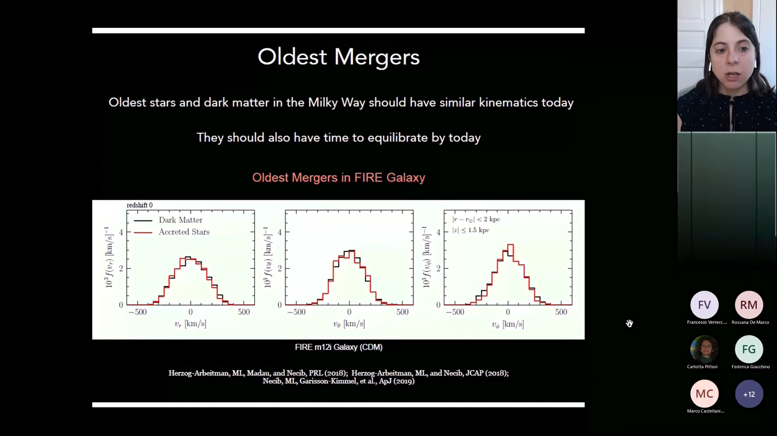So this also suggests that the accreted stars can serve as a good tracer for some of the dark matter that would have come from these oldest mergers. Next slide.